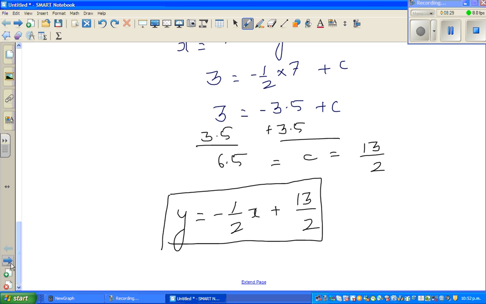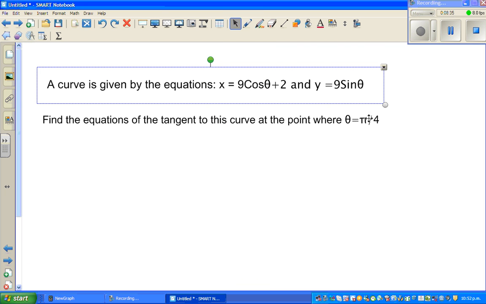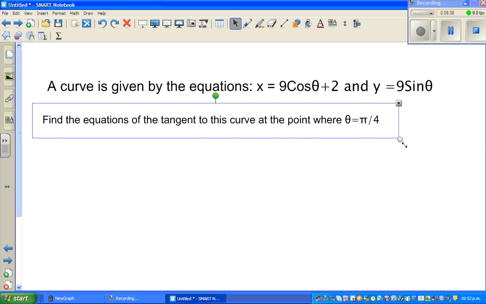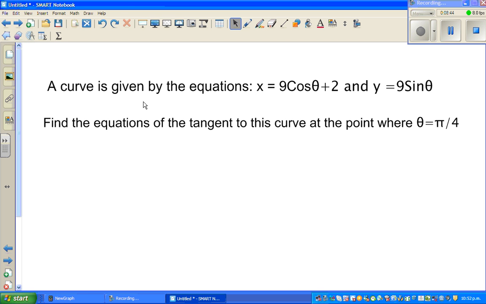I would like to do one more example of this type. Look at this question and try to do it yourself, and then you can listen to my next video on it. You've got a curve defined by x is equal to 9 cos theta plus 2 and y is 9 sin theta. Find the equation of the tangent to this curve at the point when theta is pi by 2. This is a parametric equation, and you again want to find the equation of the tangent. See you in the next video.